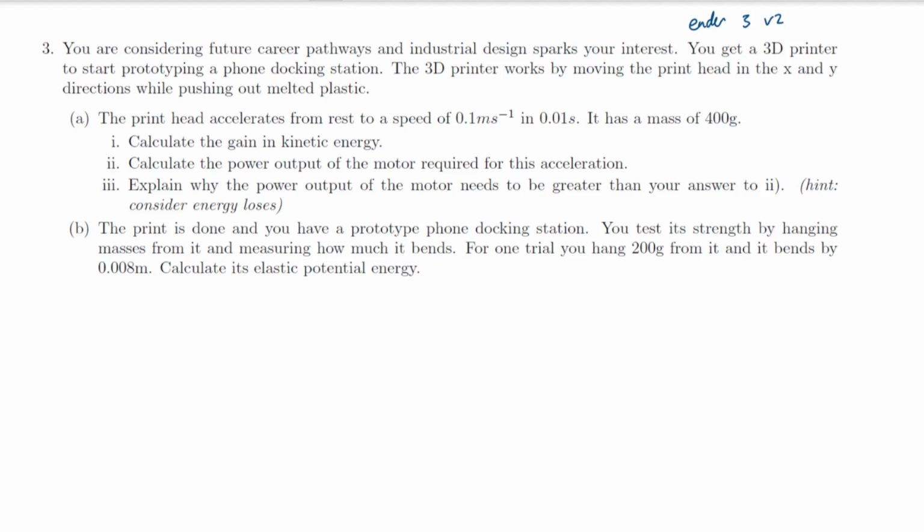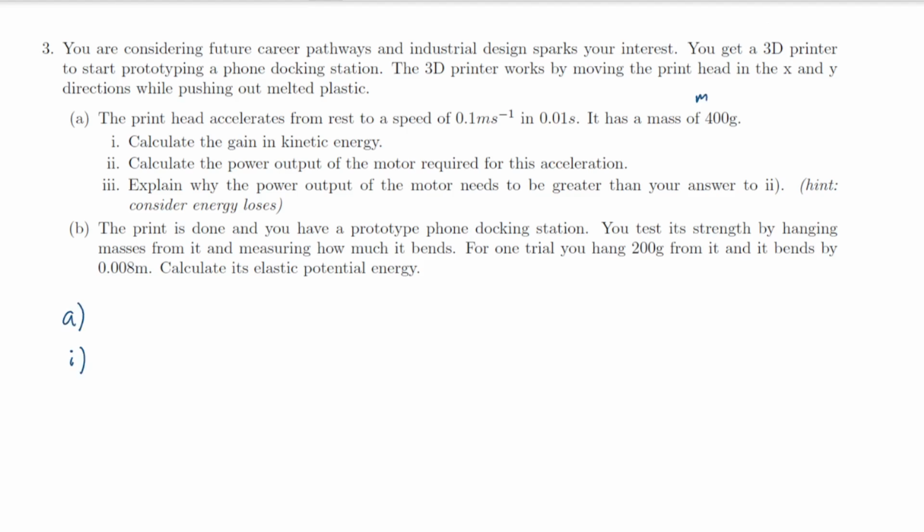Now, the printer works by moving a print head in the X and Y directions while pushing out melted plastic. Right, and it just builds up layers upon layers until your prototype is done. And we're told that the print head accelerates from rest to a speed of 0.1 meters per second in 0.01 seconds. And it has a mass of 400 grams. Calculate the gain in kinetic energy.